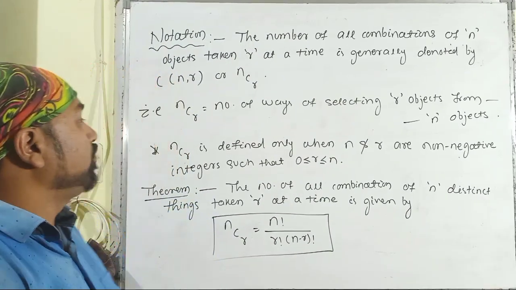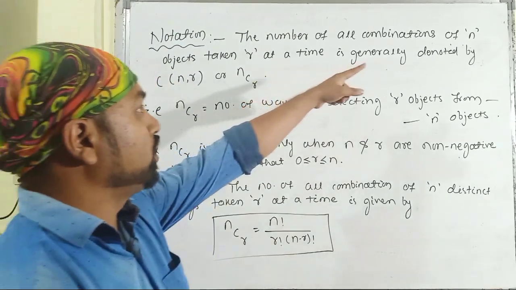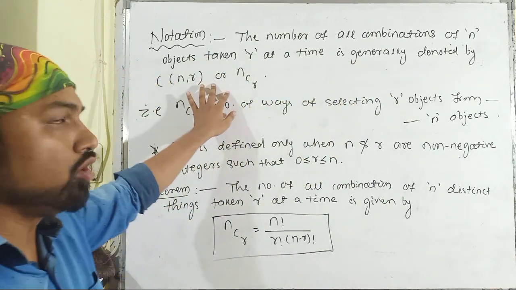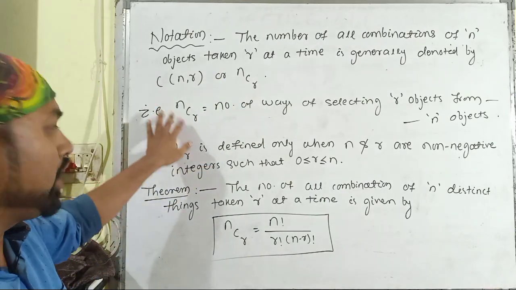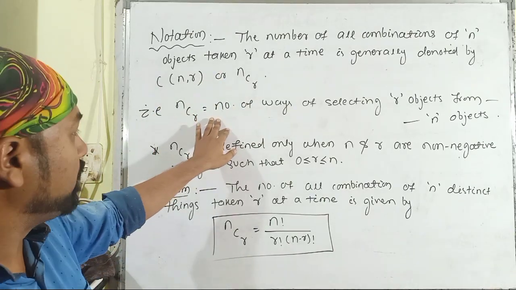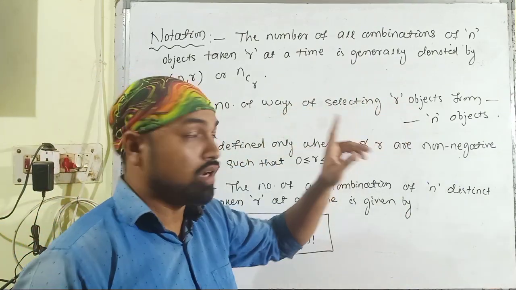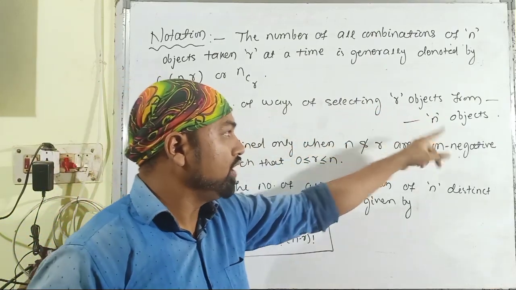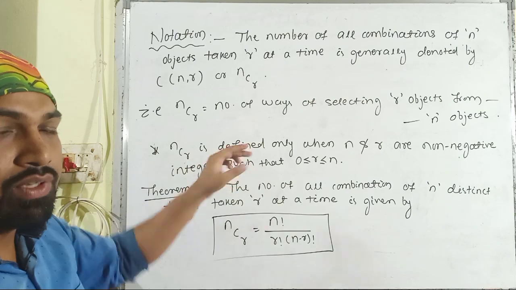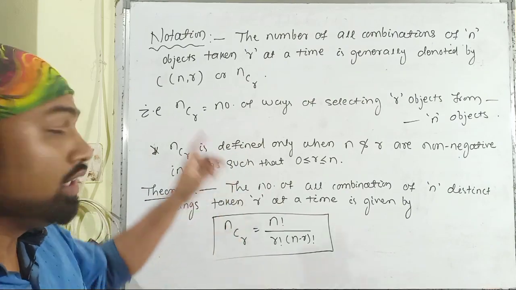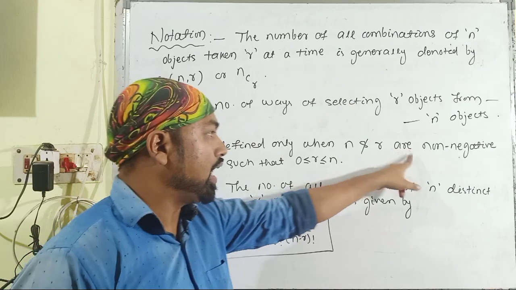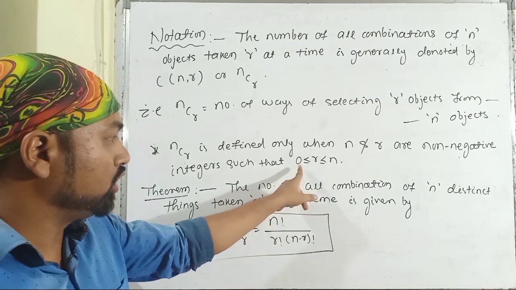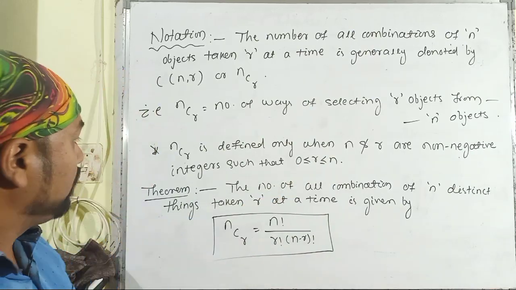Then coming to the notation of combination topic, the number of all combinations of n objects taken r at a time is generally denoted by C(n, r) or nCr. That is, nCr can also be defined, in a single statement, as the number of ways of selecting r objects, not arranging, only selecting r objects from n objects. nCr is defined, that means combination of n objects taking r at a time can be defined only when n and r are non-negative integers, such that 0 ≤ r ≤ n. This condition is also applicable in the case of permutation.